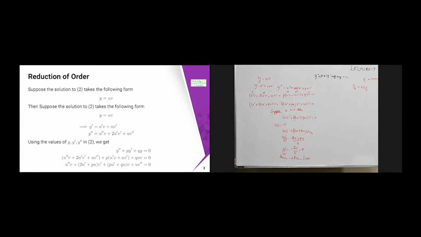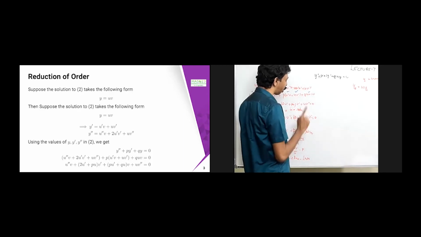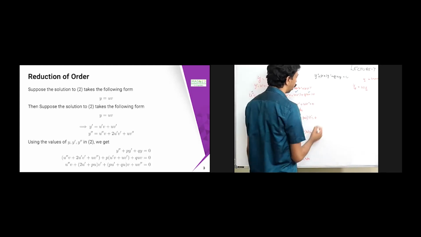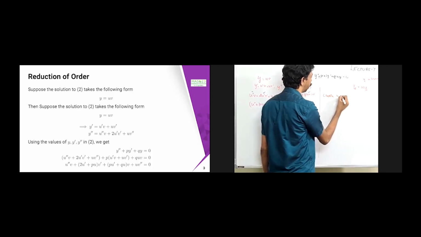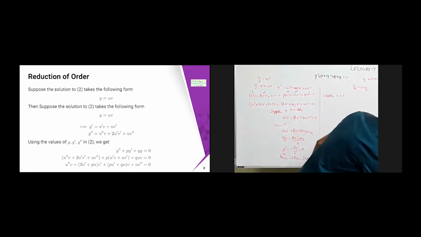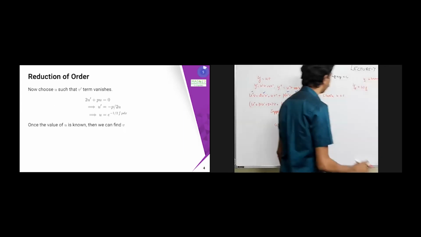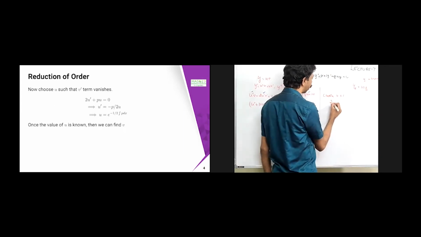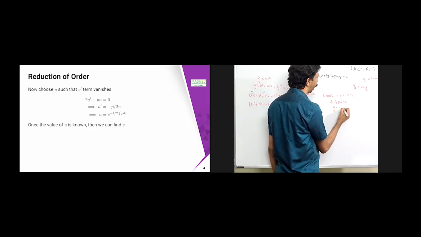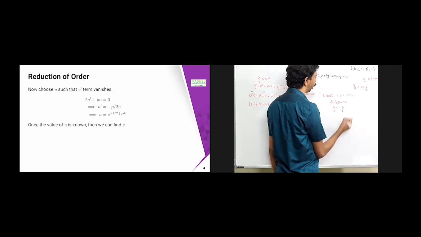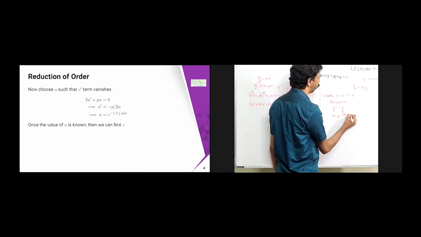So here, suppose you have chosen your u. Suppose you chose u such that 2u dash plus p u, the coefficient of v dash, vanishes. Therefore, you are going to get 2u dash plus pu equal to 0. So in this case, I can write u dash by u equal to minus p by 2. Therefore u is going to become e power minus p by 2 dx.